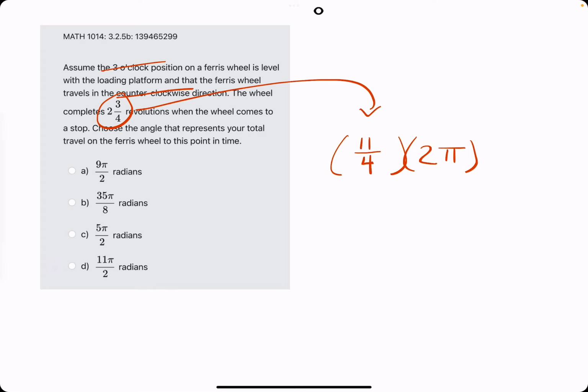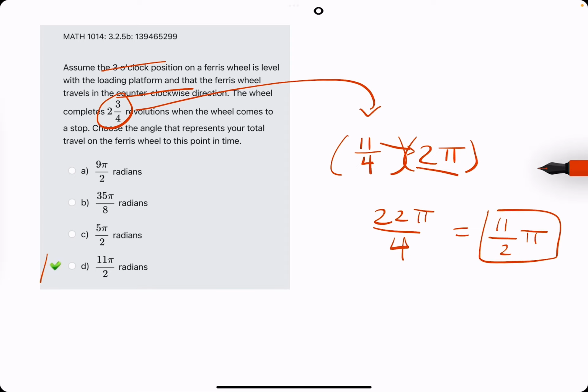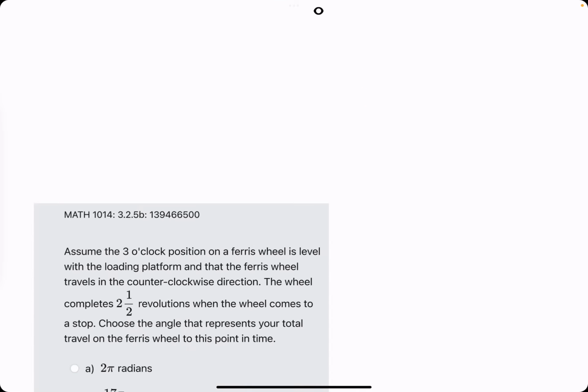Okay, so now let's multiply these two. 11 times 2 is 22. Leave the pi, leave the 4 on the bottom because it's almost like 4 times 1. Yeah, so then we just simplify this. 22 over 4 can be reduced to 11 over 2, and we leave the pi. And we break out the eraser to see that D is our answer. Let's do one more.